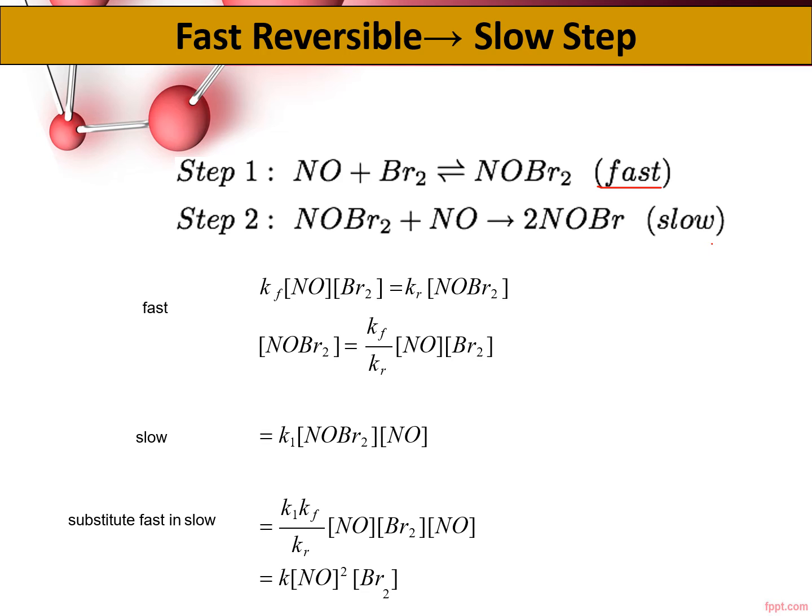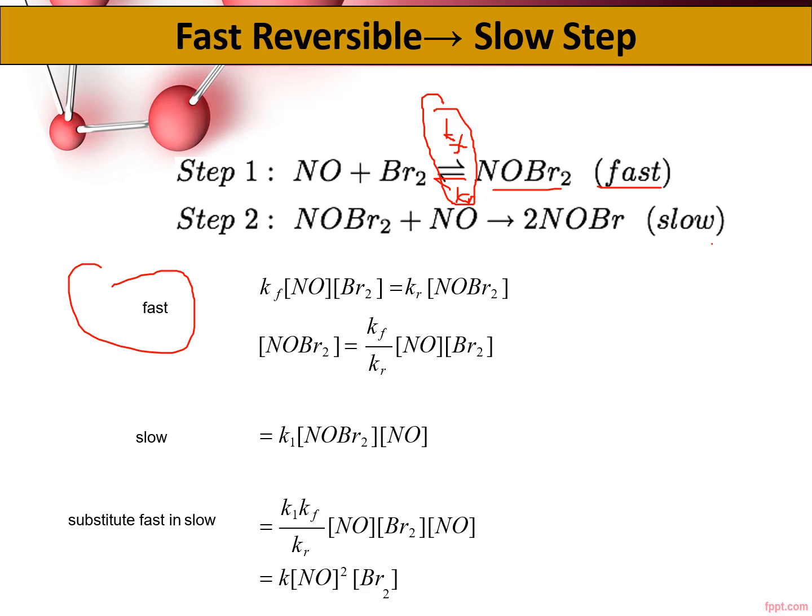But step 2 becomes slow, because NOBr2 is only consumed here with NO to produce NOBr. For any fast reaction, you have to come out with this. Whatever is forward, we call it K forward. Whatever is reversed, going back to here, we call it K reverse. So for any equilibrium or reversible reaction, you are going to have two rate constant values, so you have to find both.